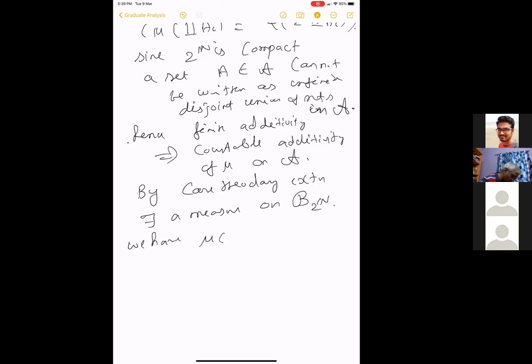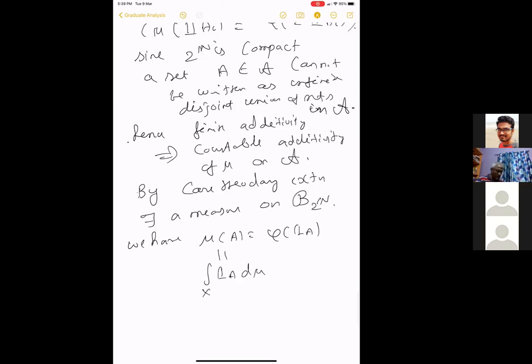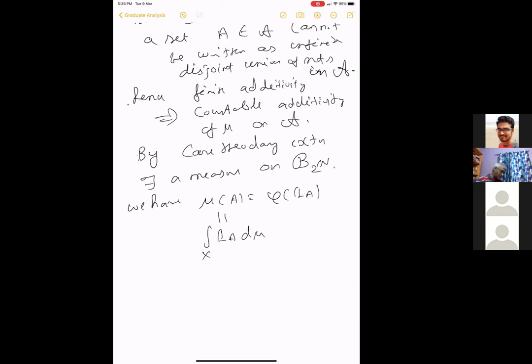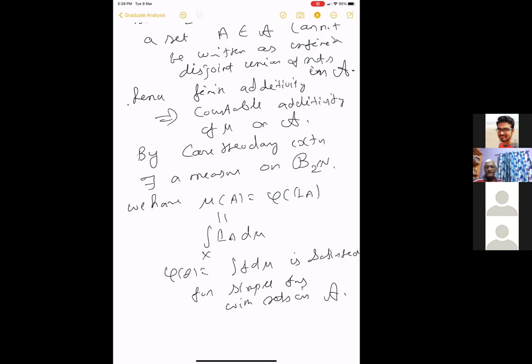We have mu of A equal to phi of 1_A, which equals the integral of 1_A over X with respect to d mu. So phi of f equal to the integral of f d mu is satisfied for each 1_A, hence for the sums, that is, for simple functions with sets in A.